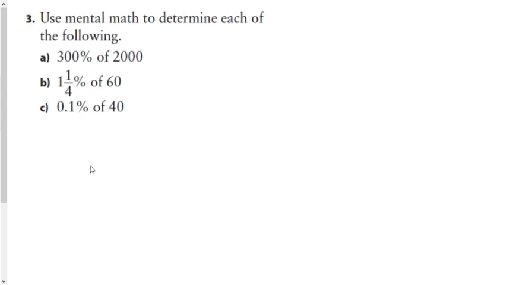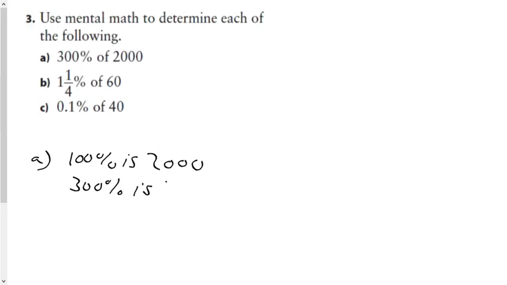All right, section 4.3, Math Links 8. Working on percents of numbers. We're starting at question 3, and it says use mental math to determine each of the following. 300% of 2,000. Mental math strategy: since 100% is 2,000, then 300% would be tripling that, or 6,000.